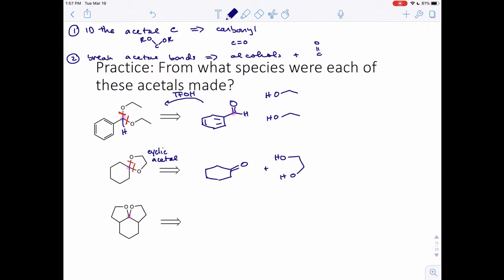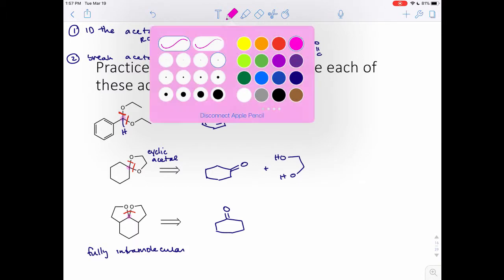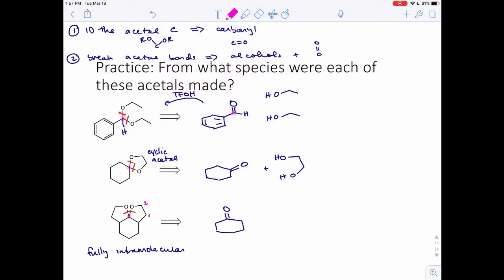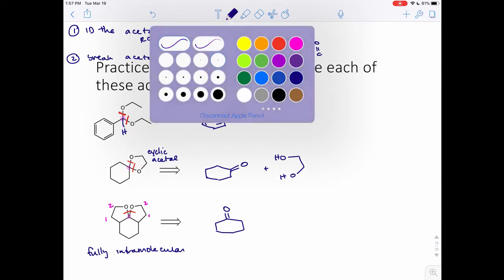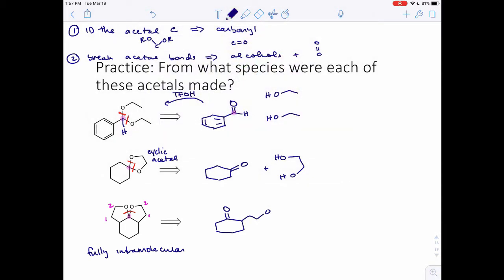The hardest one is the last one, right? That actually looks crazy. But now it's fully intramolecular. So the carbonyl and the alcohols are all going to be part of the same molecule. You're not going to be deterred. Do the same thing. Break the acetal bonds. Draw the carbonyl there. And then this time we're going to be a little bit careful. We're going to figure out how many carbons we have. All right, 2 carbons to the oxygen. So 1, 2. 1, 2. All right, and we're good to go.